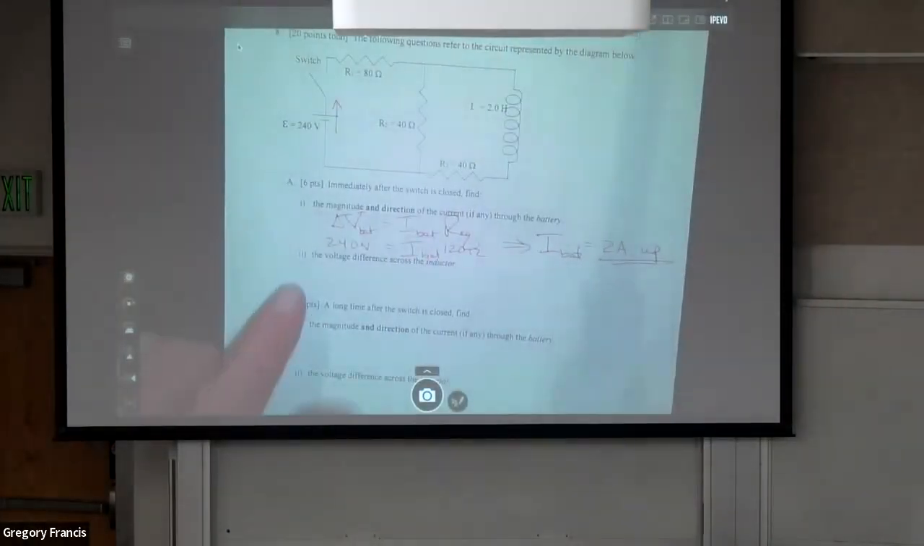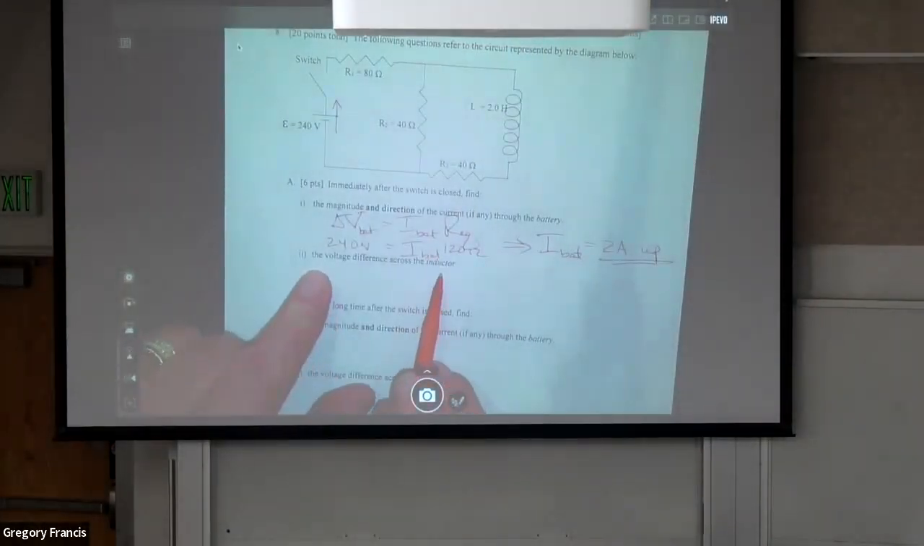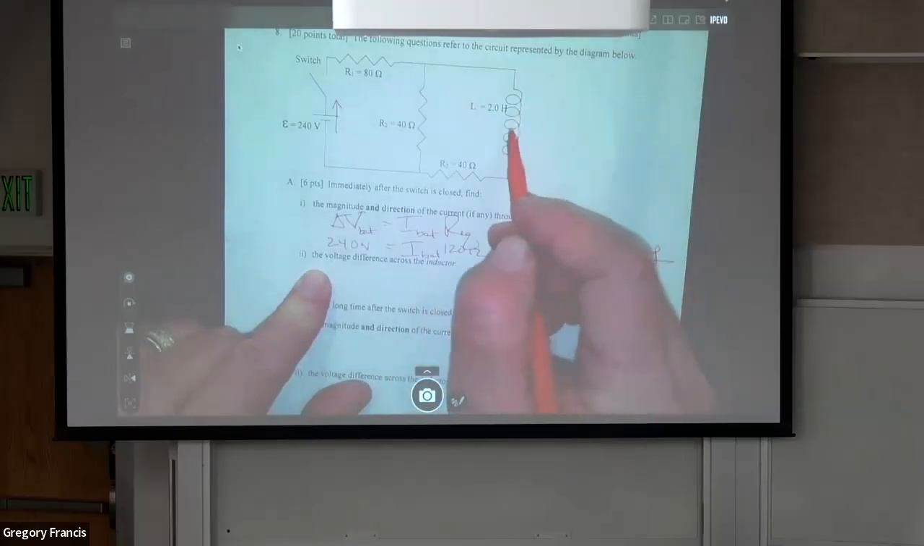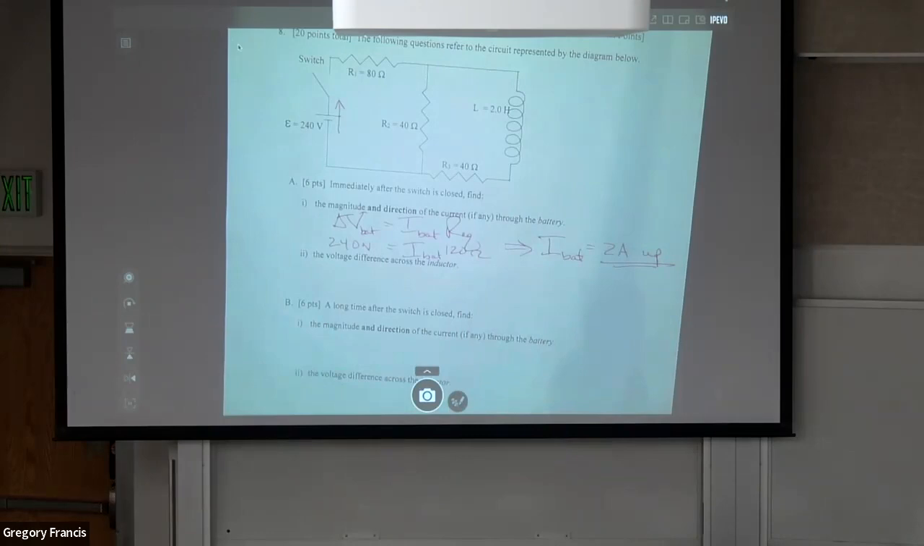Now, we're asked the voltage difference across the inductor. Well, if I want the voltage difference across the inductor, I treat that as an open switch. And you remember when we're looking for voltage across an open switch or an empty socket, we look away from the sun. We look to the other parallel branch to see what its voltage is across it.